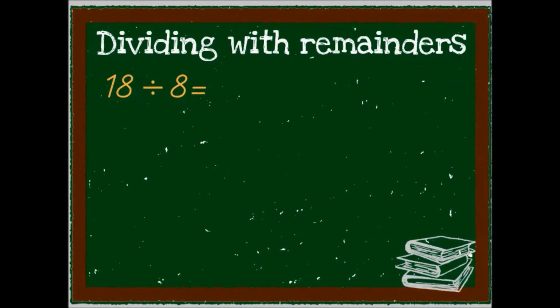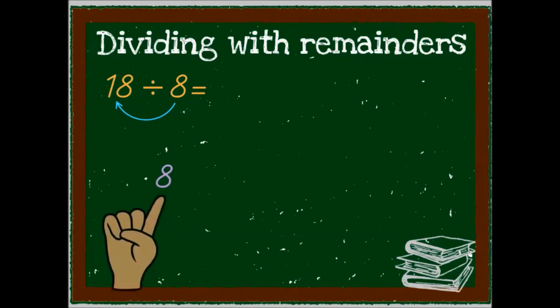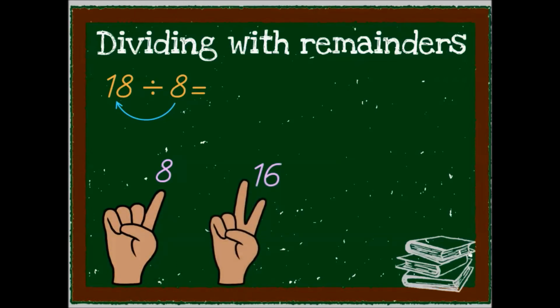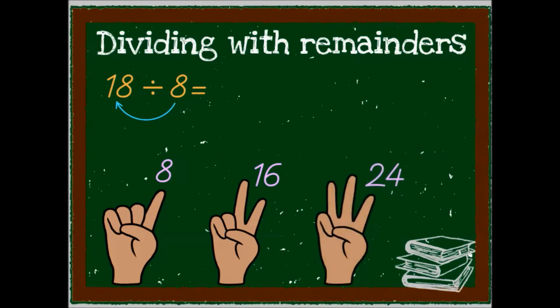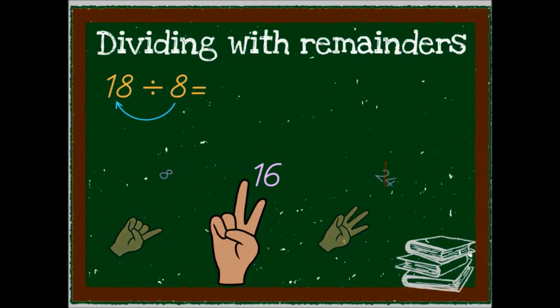Let's look at what that looks like in math language. Here we have 18 apples and we need to divide it equally among 8 people. So we ask, how many times does 8 go into 18? Let's count in 8s. 1 times 8 is 8. 2 times 8 is 16, and 3 times 8 is 24. Whoops! We counted too far. 24 is way more than 18. The closest we can get to 18 is 2 times 8, which is 16.